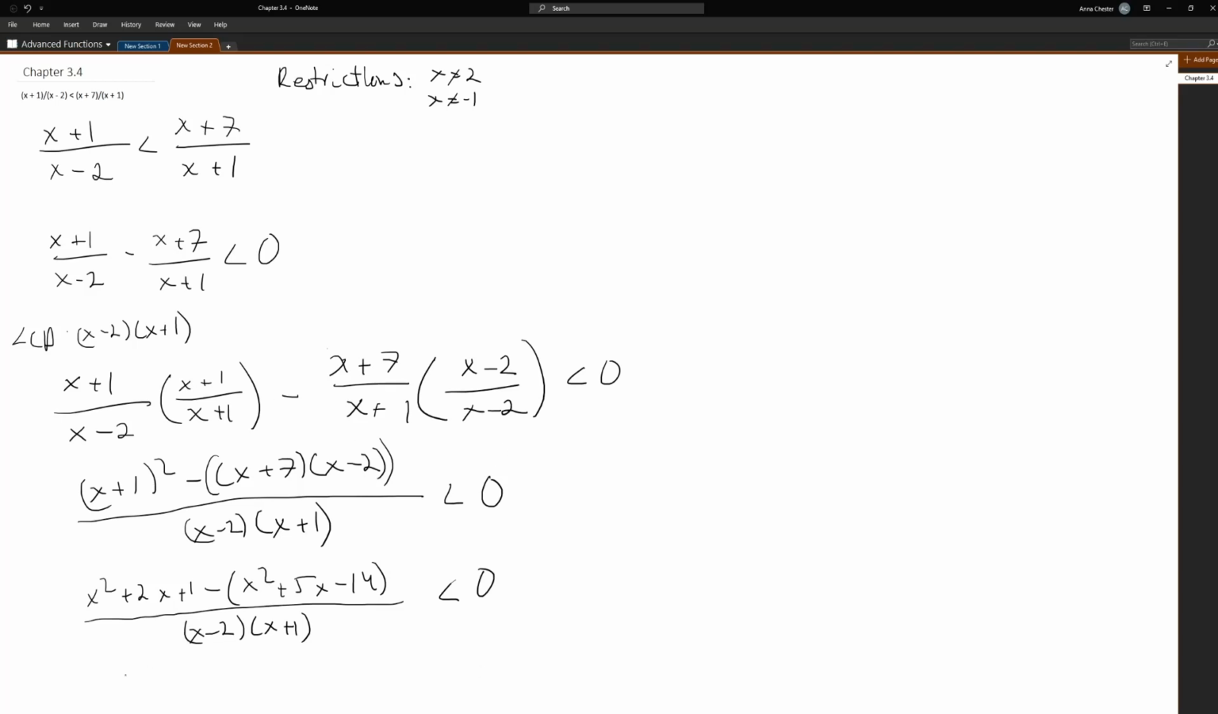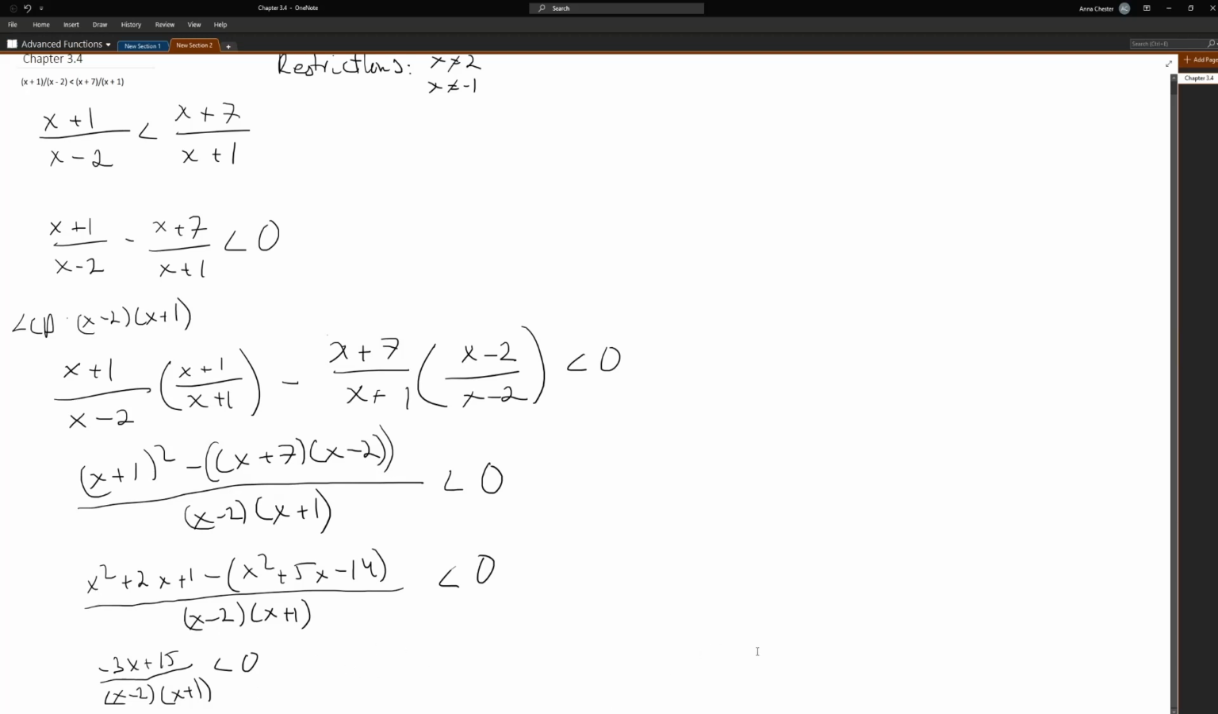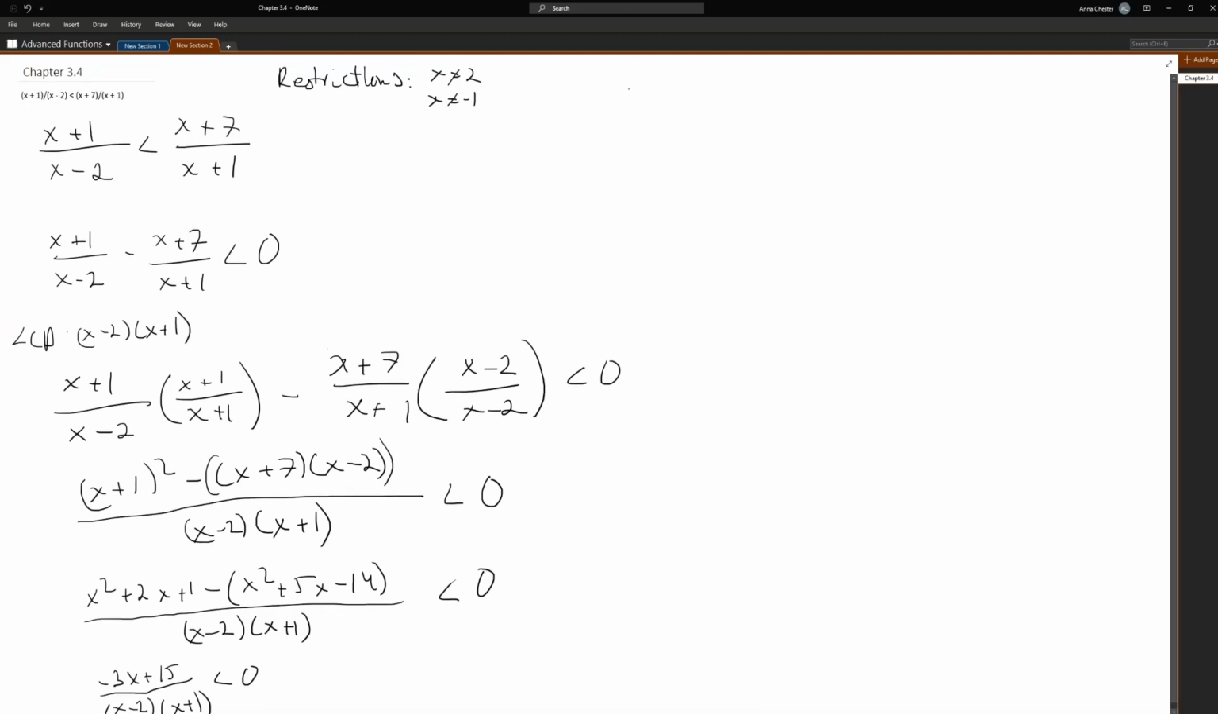Now we could just rewrite this. The x squared gets cancelled out because x squared minus x squared is 0. 2x minus 5x is negative 3x. And then 1 minus negative 14 is plus 15, over (x minus 2)(x plus 1). I know we've kind of gotten off the screen, but don't worry, I'll be coming back shortly. So, with our newfound equation, we should make an interval chart.